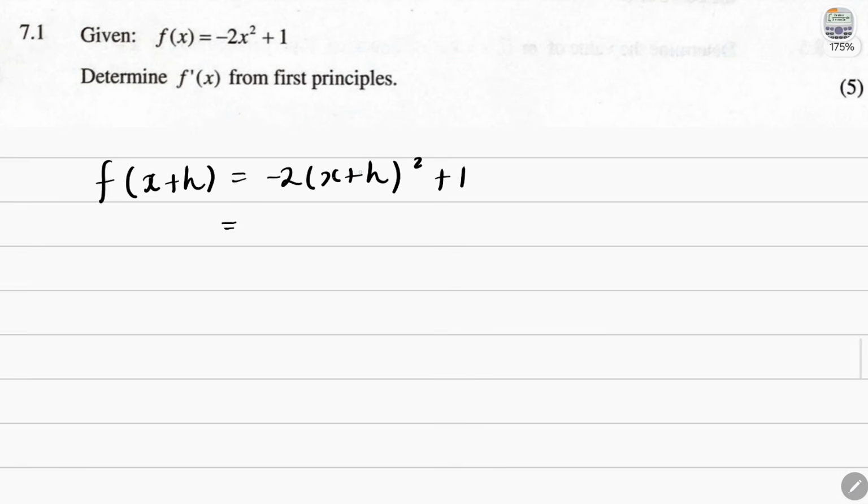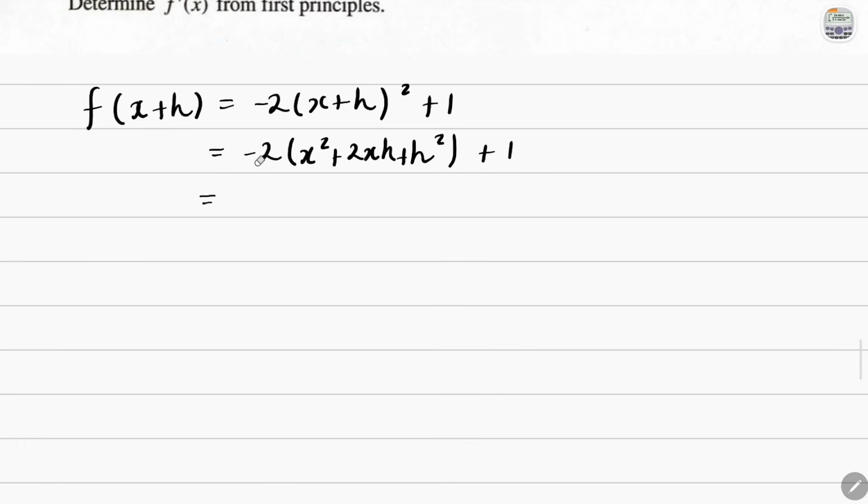And if we distribute this part, we have negative 2 times. We'll square the first term, which is x squared, square the last term, which is positive h squared, and then first term times second term is xh, but then we multiply that by 2. So that's positive 2xh. And then we'll say plus 1. Now we can distribute that negative 2 in. So that is negative 2x squared minus 4xh minus 2h squared plus 1.